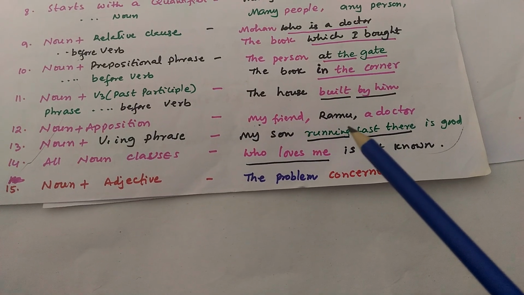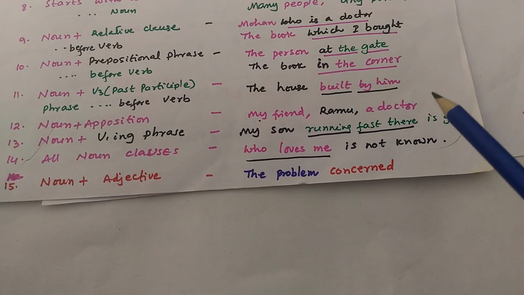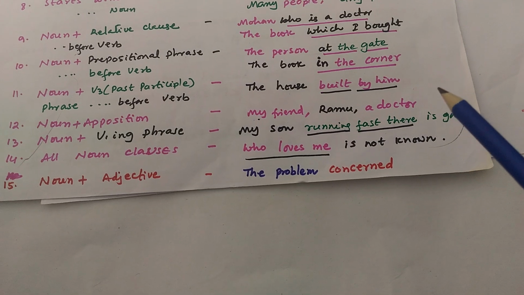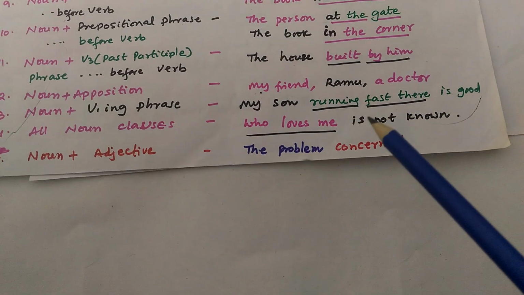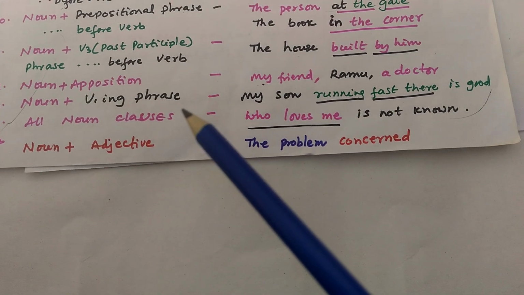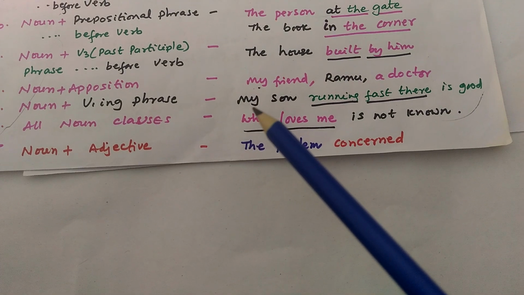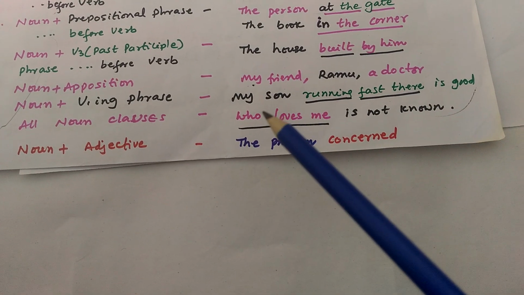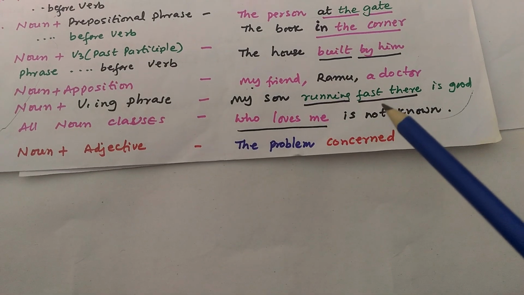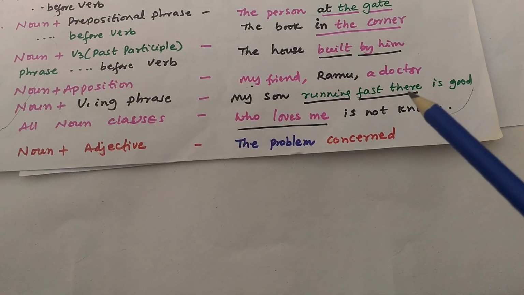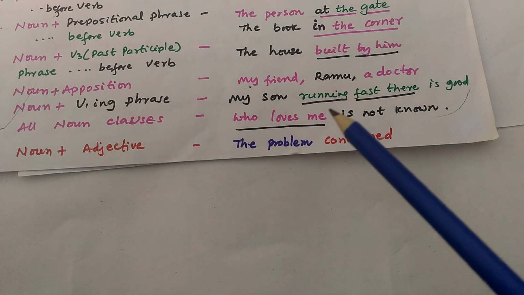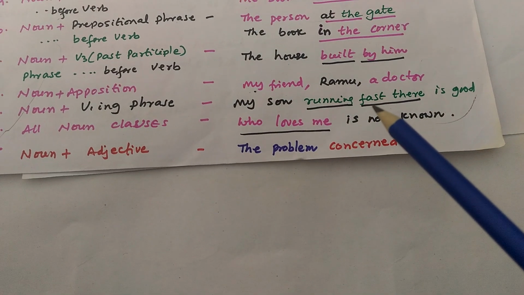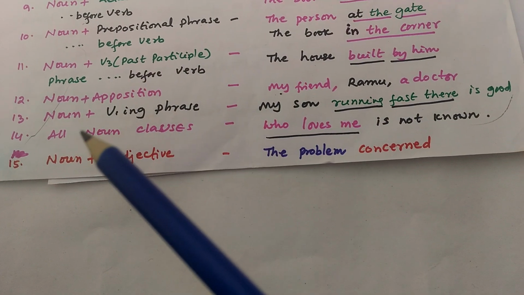A noun apposition is also called the indicator for the noun phrase. And next, the noun plus verbing phrase. For example, my son running fast there is good. So my son, noun, plus running fast there is a verbing phrase. So noun plus verbing phrase is also called noun phrase. This is indicator number 13.